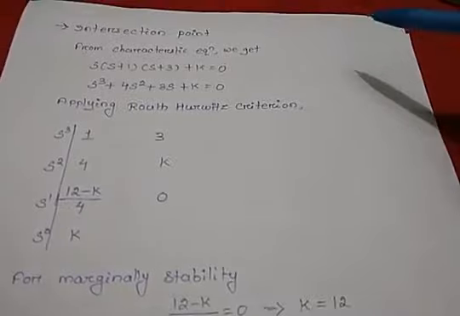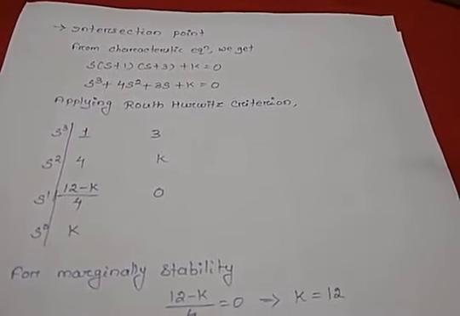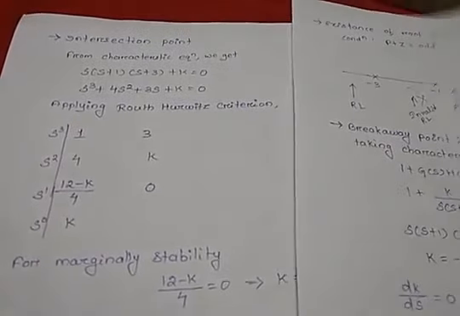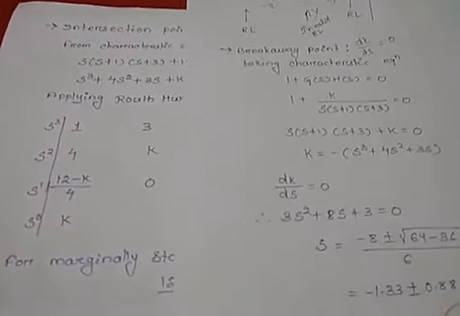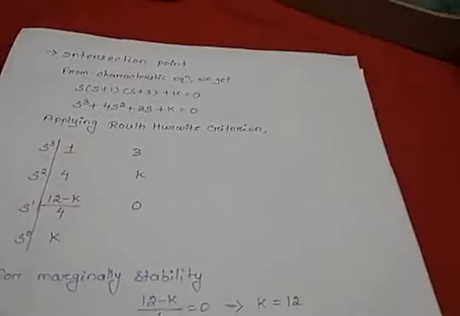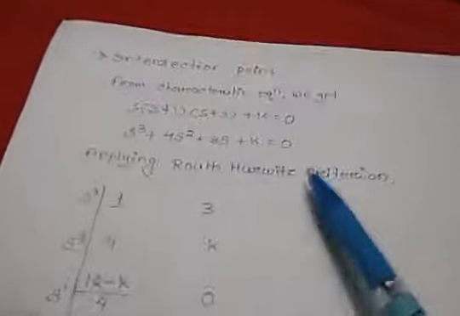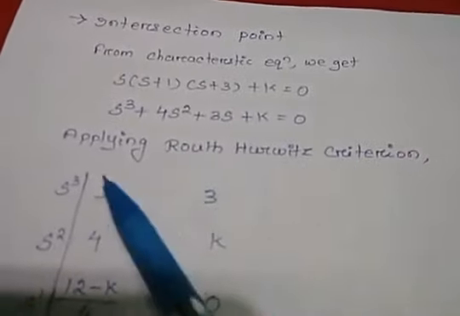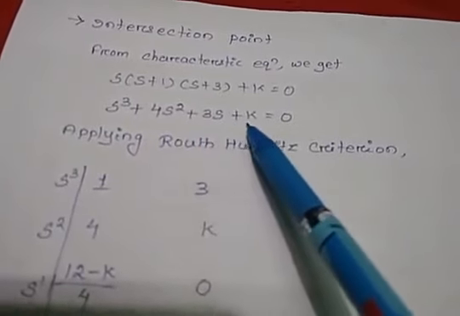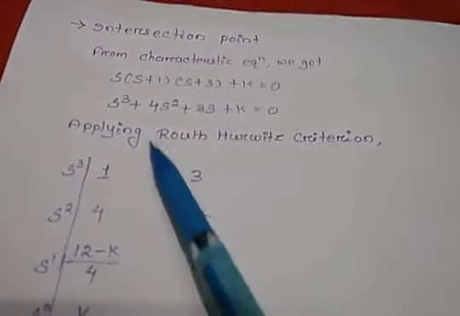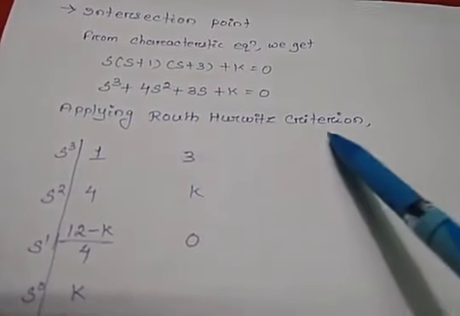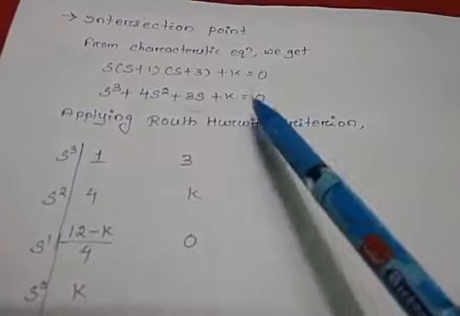Okay. To find the intersection point, we need to take the characteristic equation. As we solve the characteristic equation, taking it equal to 0 and multiplying, we get S cube plus 4S square plus 3S plus K equal to 0. We have to apply the Routh-Hurwitz criterion in this equation.